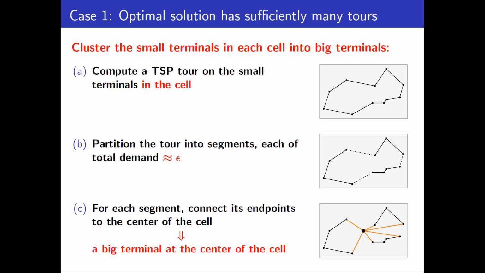This slide is the part of the algorithm that will have the most interesting analysis. First, we compute a TSP tour on the small terminals in the cell, not in the whole input, but just in the cell. Next, we partition the tour into segments, each of total demand roughly epsilon. Not segments of demand 1, but segments of demand epsilon. Finally, for each segment, we cluster its terminals into a big terminal and place that big terminal at the center of the cell. To that end, we add orange connections between the endpoints of the segments and the center of the cell, not the depot, but the center of the cell.